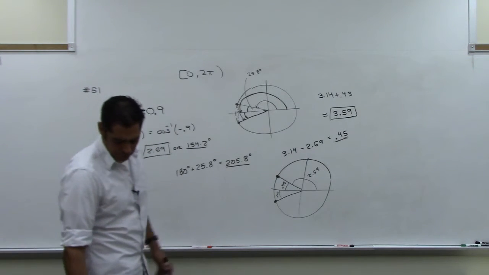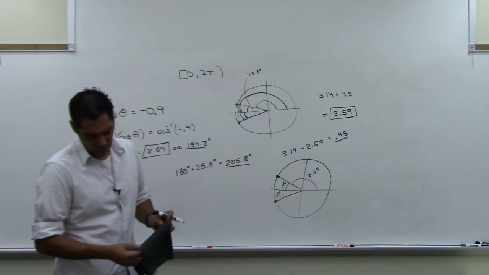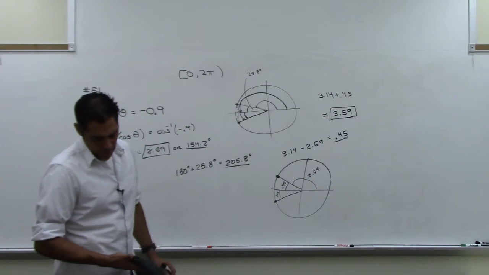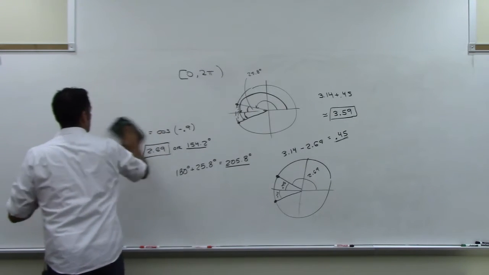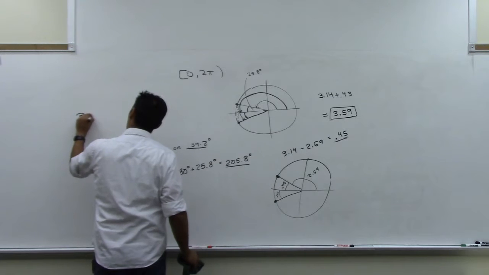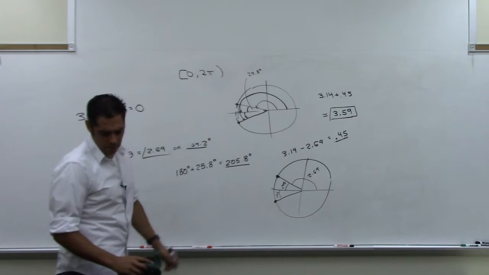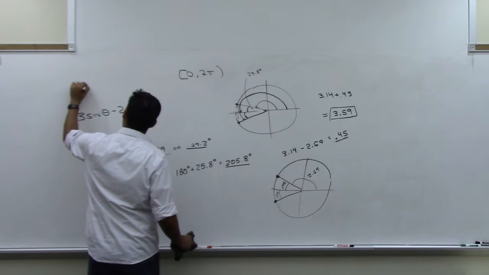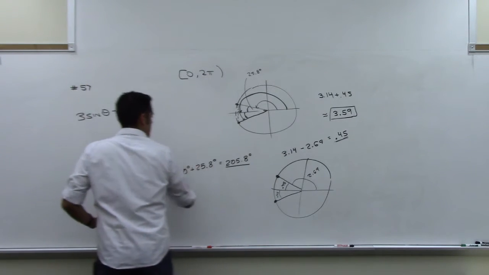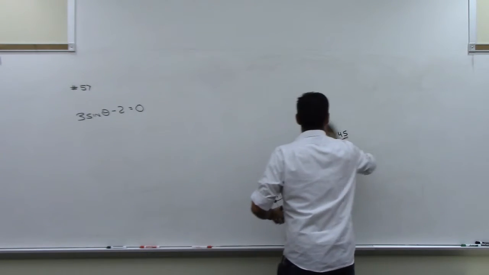All right, let's try a different one. It'll be the same sort of concept. 3 sine theta minus 2 equals 0. All right, so now number 57, that's what this is. Doing okay on time. Got a little bit more time, about 15 more minutes. See what I can get done here.